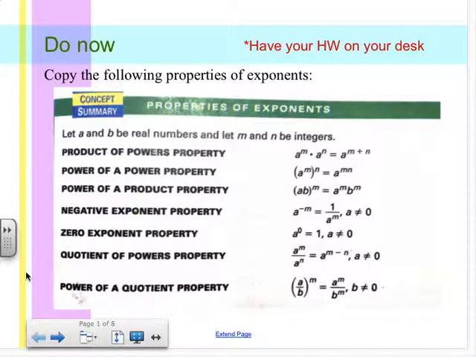Now, all of these should look relatively familiar. You have worked with them before in Algebra 1, and even before Algebra 1 you have worked with these kinds of different properties in some of your math classes. So you can pause it and take a look at this, but this is also in your textbook. It's going to be a very valuable resource.